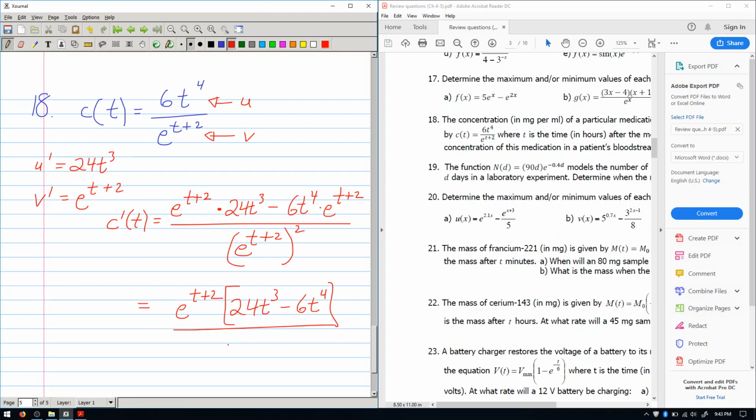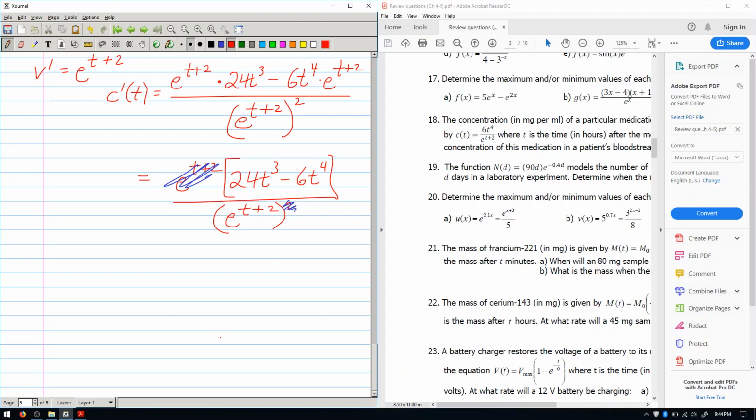Basically, a factor on the top can cancel with a factor on the bottom, leaving me with one factor on the bottom. So that cancels with that. And then I've got an additional common factor on top. I can actually take out 6t cubed out of the square bracket. So I get 4 minus t.